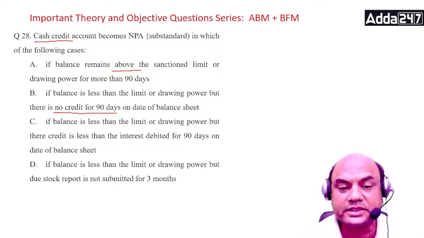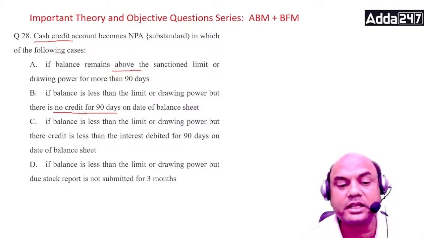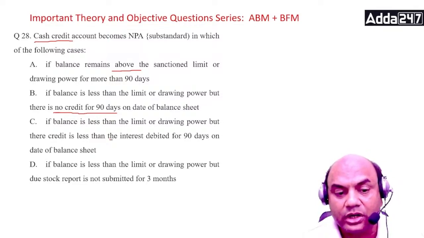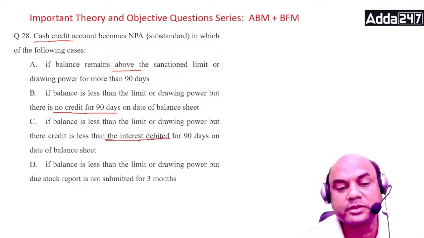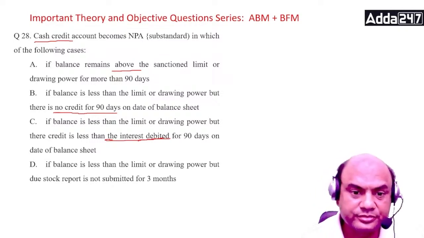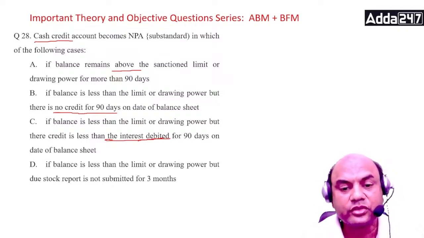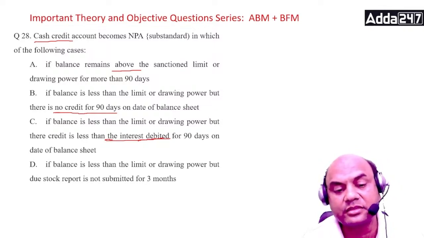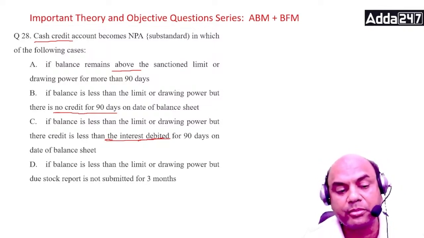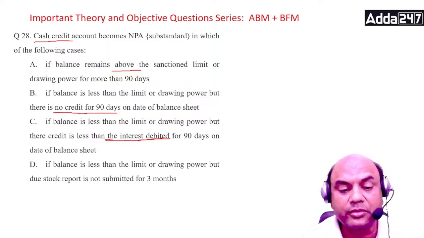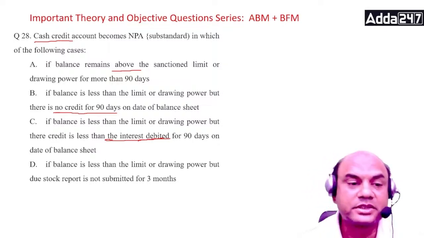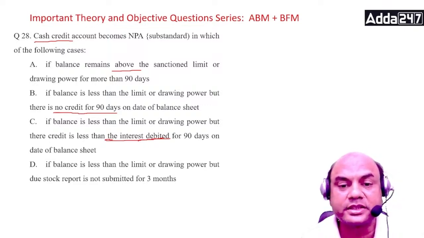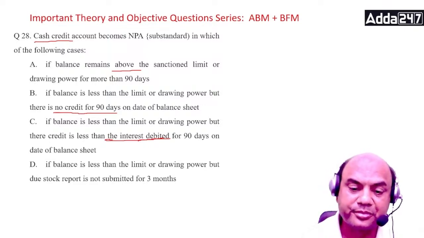If the balance is less than the limit of the DP, but the credit is less than the interest debited. Suppose my bank has debited interest of 1 lakh and that customer has paid only 50,000 in the last 90 days. So it means there is a problem. If the balance is less than the limit or the DP, but the due stock statement is not submitted for 3 months. So in which case does the account become NPA?